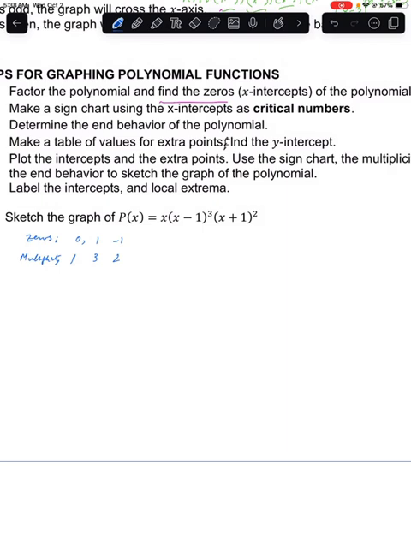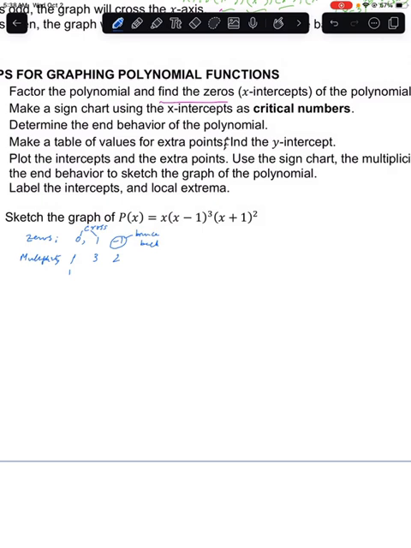So what this is telling you is that at these 2 points, the graph will cross the x-axis. Okay, and at this 0, it will bounce back. That's what these multiplicities tell you.